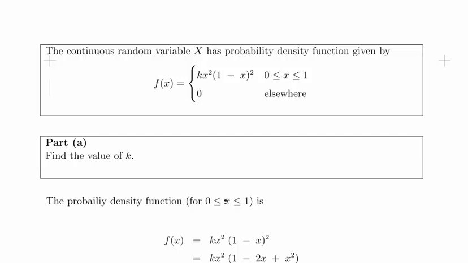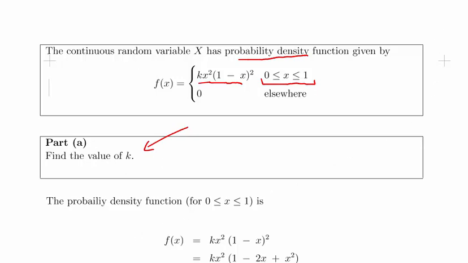Okay, in this presentation we are going to look at continuous random variables. Here we have the continuous random variable x, and it has a probability density function given by this expression here, k times x squared times (1 minus x) squared, and it is valid in the range of values between 0 and 1 inclusive. Now, first thing we have to do is find the value of k.